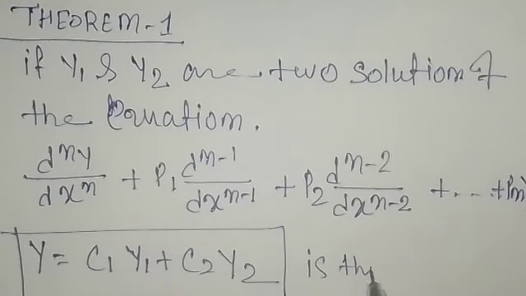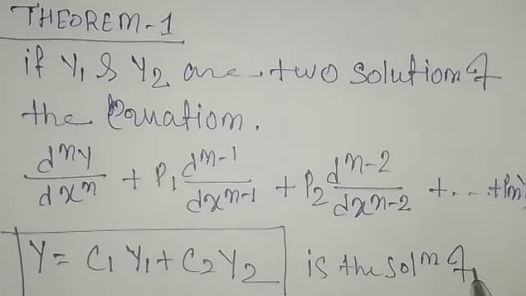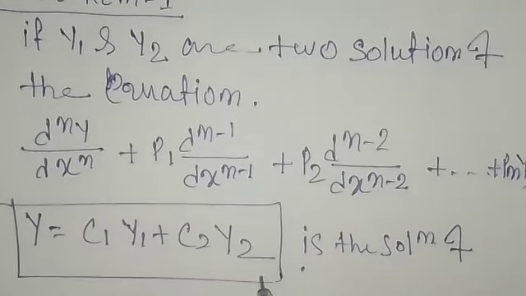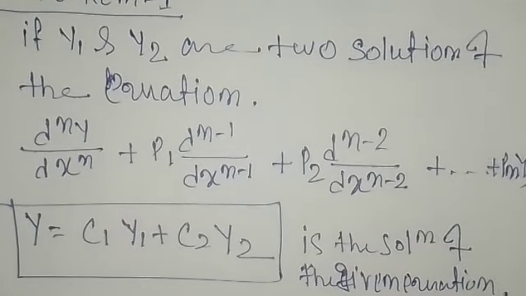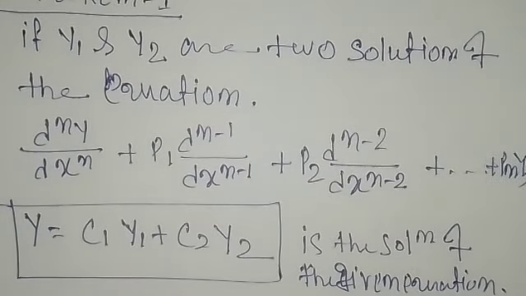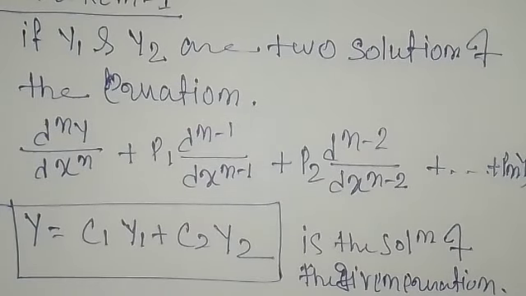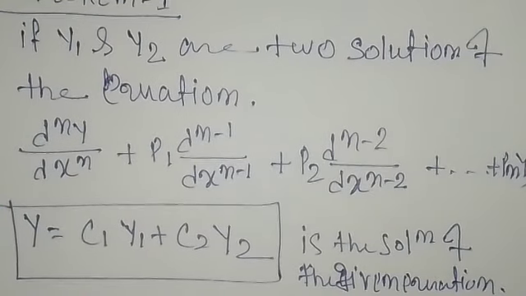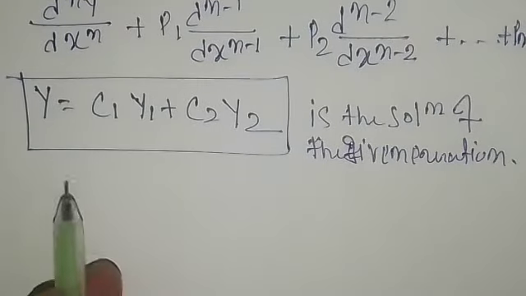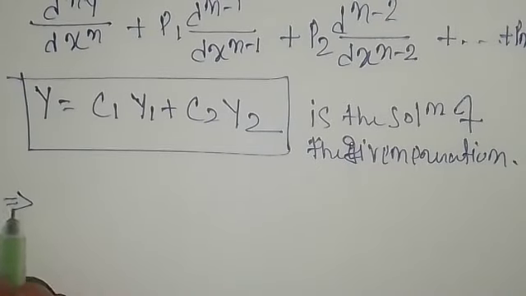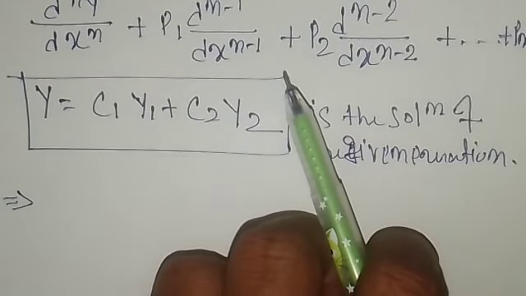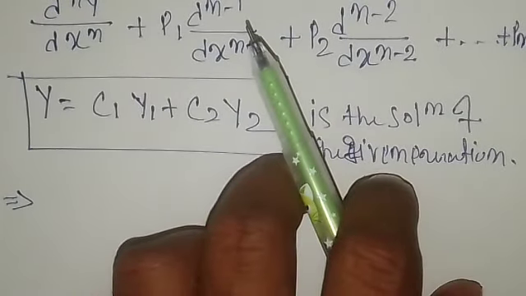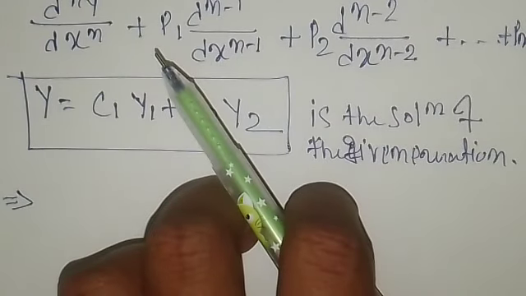It is the solution of the given equation. Now, if you have an equation with constant coefficients, this is the first case. If the equation is given in this format, then the general solution of a differential equation of this order contains an arbitrary constant.